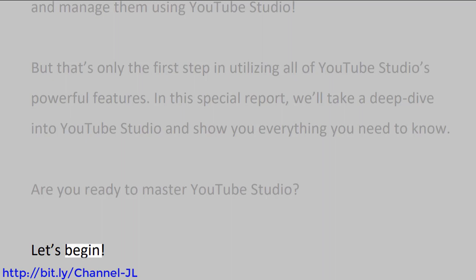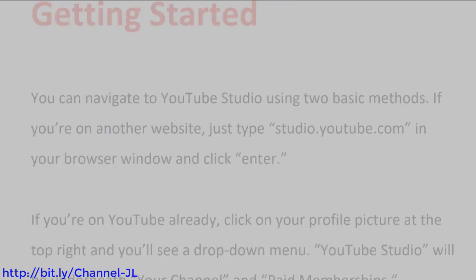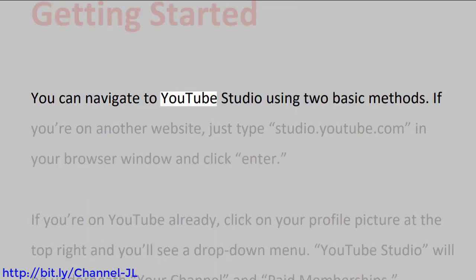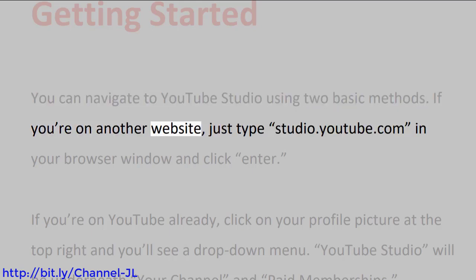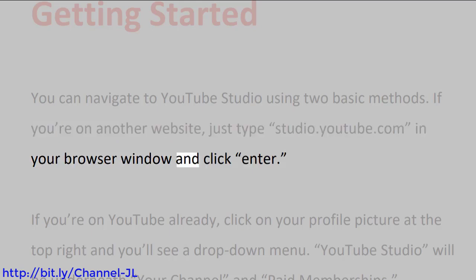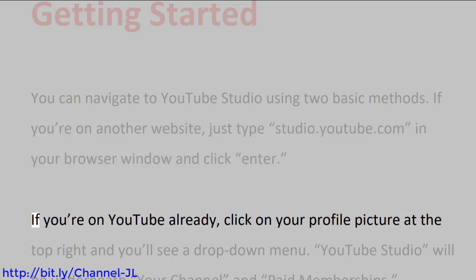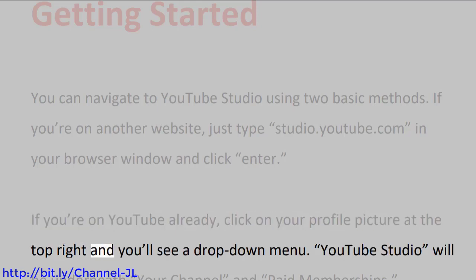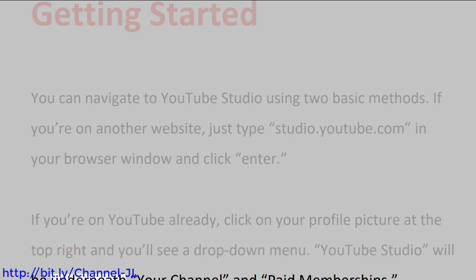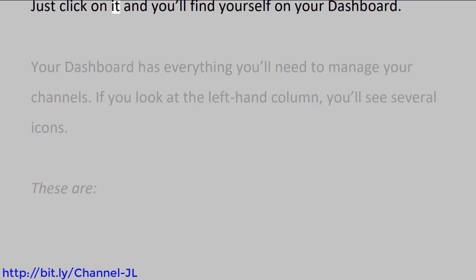Let's begin. Getting started. You can navigate to YouTube Studio using two basic methods. If you're on another website, just type studio.youtube.com in your browser window and click Enter. If you're on YouTube already, click on your profile picture at the top right, and you'll see a drop-down menu. YouTube Studio will be underneath your channel and paid memberships. Just click on it, and you'll find yourself on your dashboard.